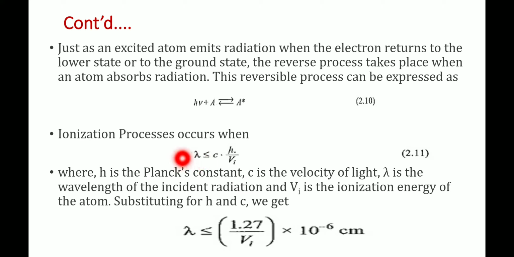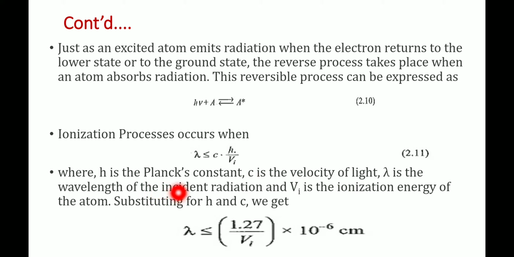Getting my point? As the wavelength of light increases, the ionization potential decreases. Obviously, the photoionization process takes place only if the amount of radiation energy absorbed by an atom or a molecule exceeds its ionization potential. Where h is Planck's constant, c is the velocity of light, lambda is the wavelength of incident radiation, and Vi is the ionization energy of the atom.